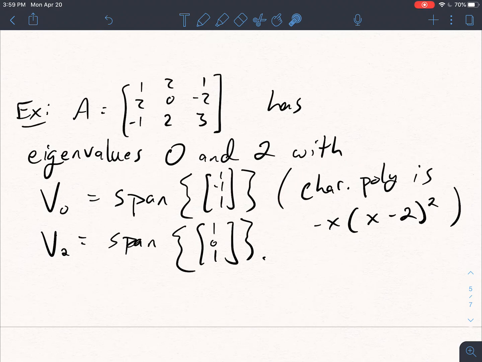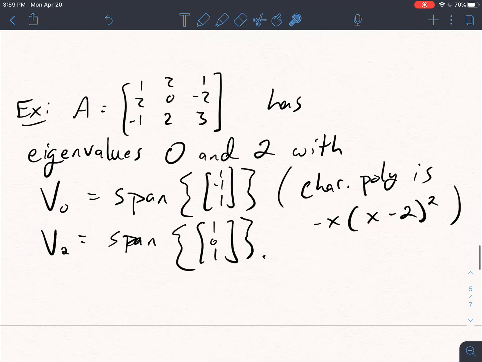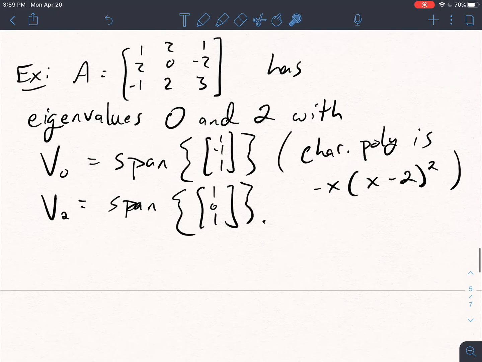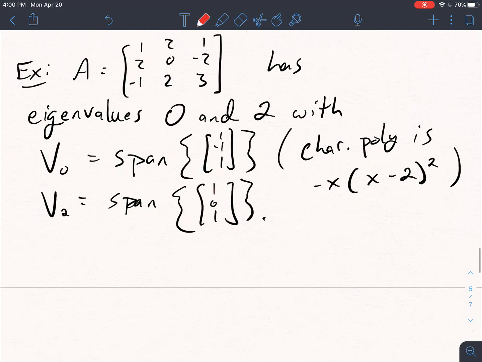The next one we did was this matrix A. So this has eigenvalues 0 and 2. Its characteristic polynomial was negative x times x minus 2 squared. And so we also found that V0 was equal to the span of the vector (1, -1, 1), and V2 was equal to the span of the vector (1, 0, 1).